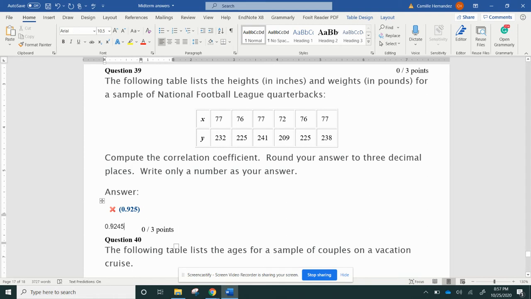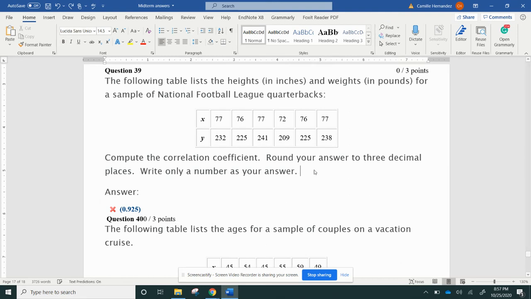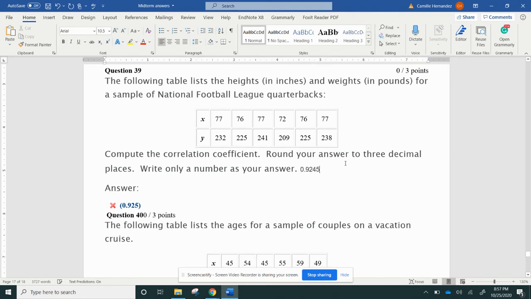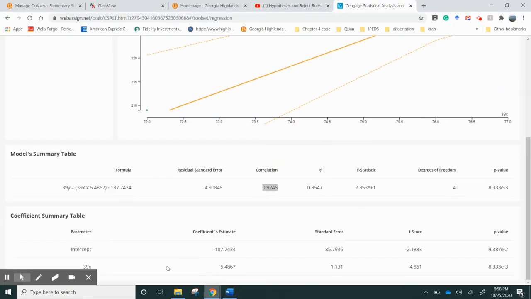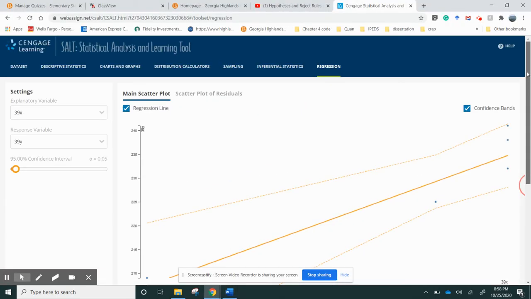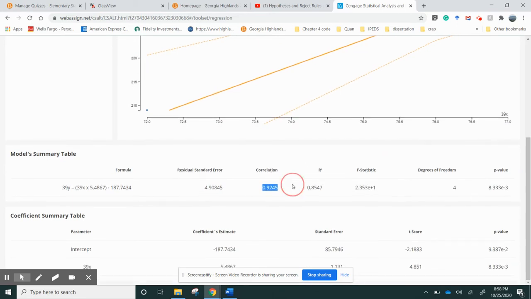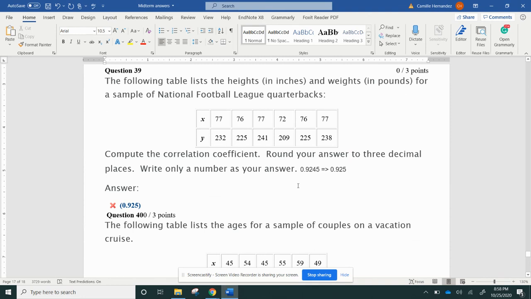So I take this, let me do this. Sorry, I don't like that it did that. Let's put it here. And then if I round it, I get 0.925. And that's the same as the answer right here. So all I did is I put the data in SALT, and then I ran it and it gave me my correlation coefficient. Okay, so that was for 39.